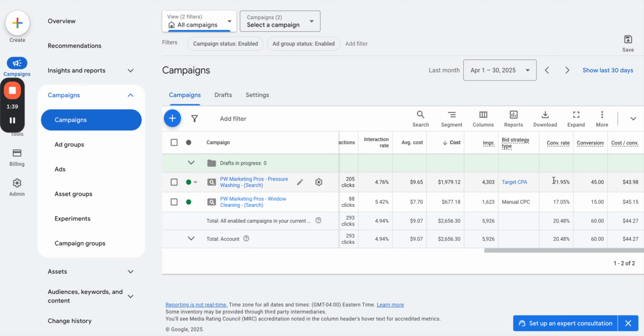I want to go over that terminology, because the most important things here, guys, are the cost, the conversions, and the cost per conversion essentially. So without further ado, let's go over this first client.